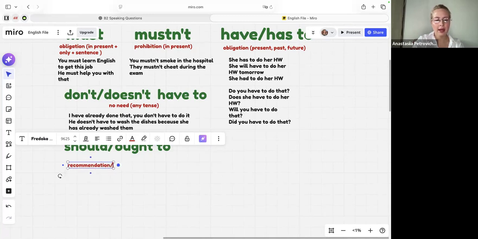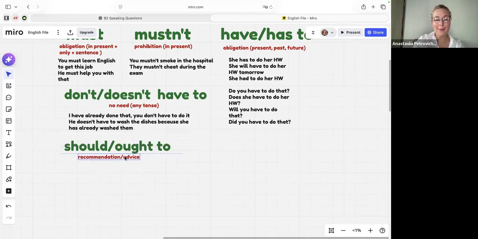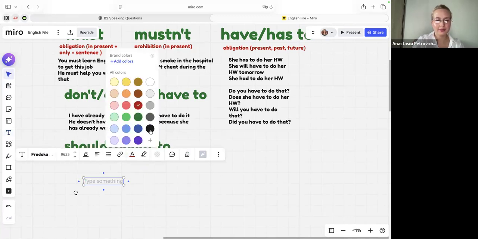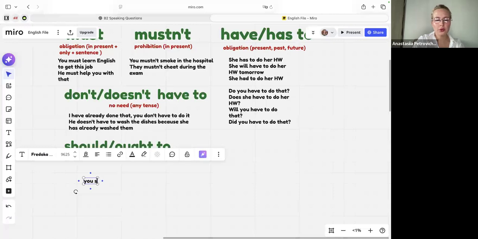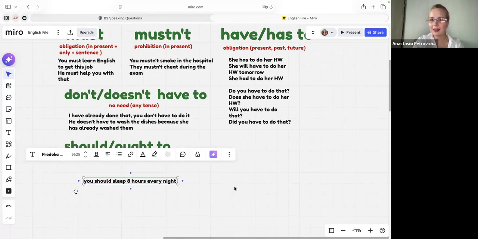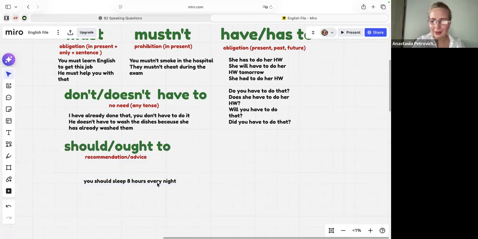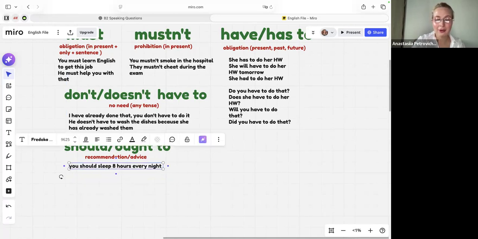Recommendation or advice. So it's not obligation, it's not like you must do something, but you should do something. Meaning, like, it would be nice. Yeah, it would be nice. For example, you should sleep 8 hours every night. Can somebody tell you that you must do that? Probably not. Because, like, who can give you that type of orders, right? However, it can be given as the recommendation.